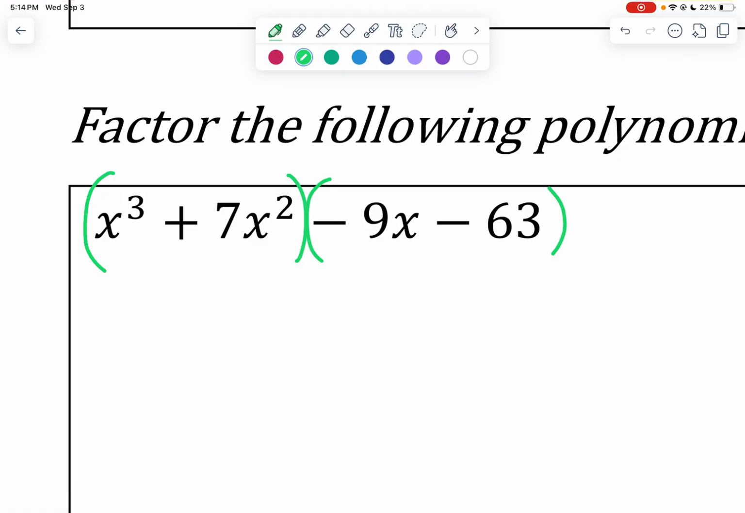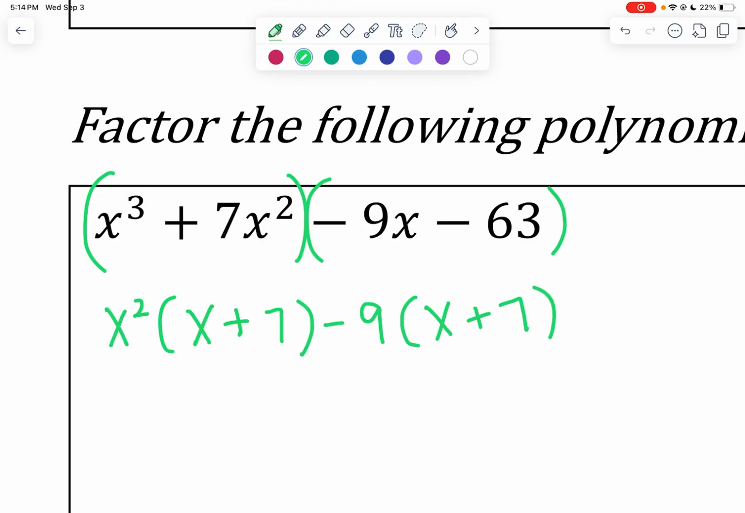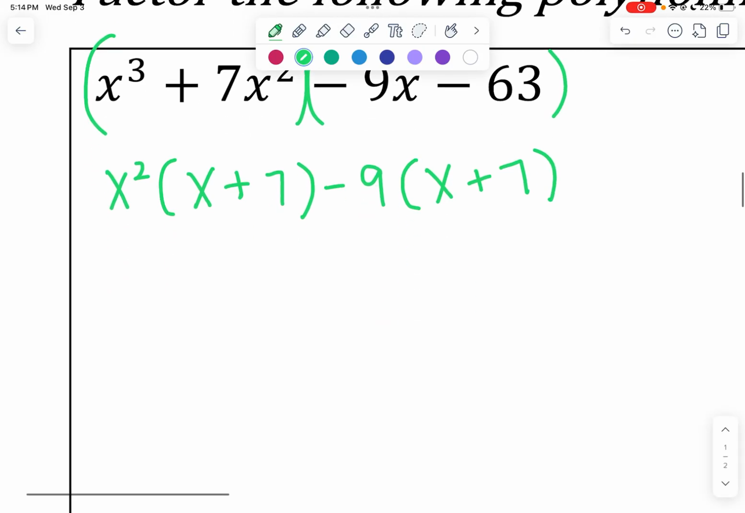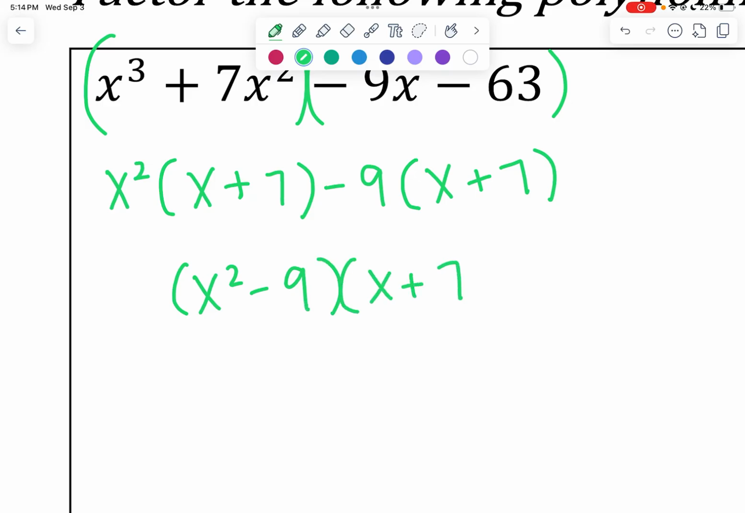If you have x cubed plus 7x squared, you can factor out an x squared and that will leave you with x plus 7. Now, what can you factor out of the other half? Negative 9 would leave you with x plus 7. So one of your factors is x squared minus 9, and your other factor is x plus 7.